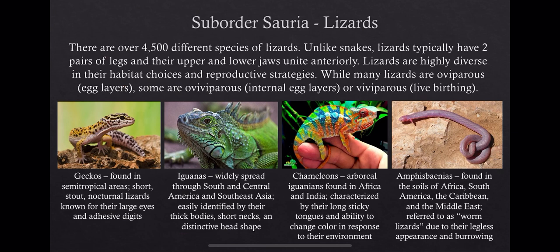to the environment. Your iguanas can be identified based on their body shapes and sizes, essentially. They're very, very thick and stocky. They have very short, almost non-existent necks, and a very distinct head shape.